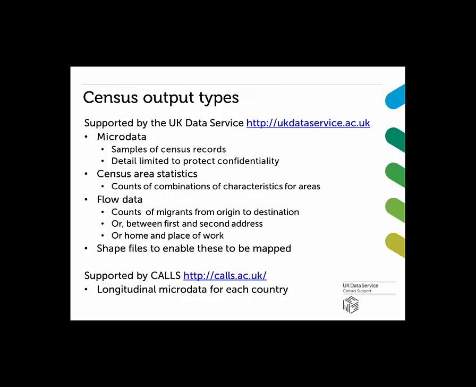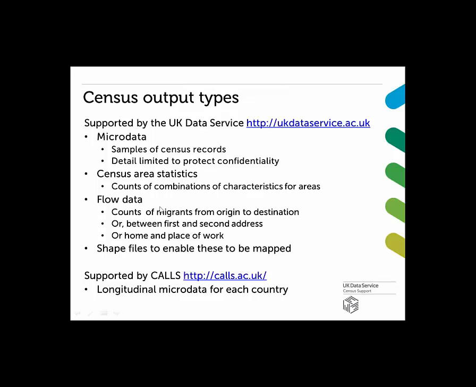The census area statistics are counts for areas of combinations of characteristics. So they're known as aggregate data, or in the past tabular data. So they typically come in big tables of counts for areas. We're not talking about those today, but it's good to know that they exist and that they work quite well alongside the microdata. So if you're interested in looking at areas and maybe matching information about areas onto microdata, it's not a bad way to go, or supplementing information about areas with stuff from microdata.